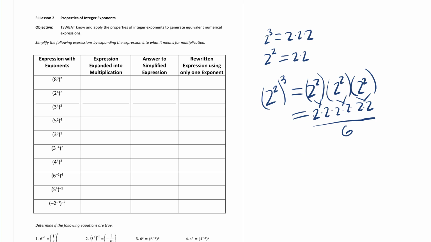That's my song, and I sing it like this. Raise a power to a power, multiply. Right? Helps you remember. So we have power to a power, multiply. I've just proven that that is the case to you. So now we're going to apply that rule.